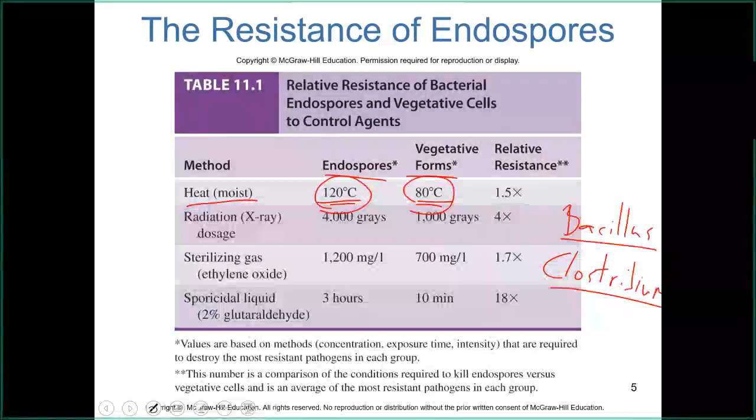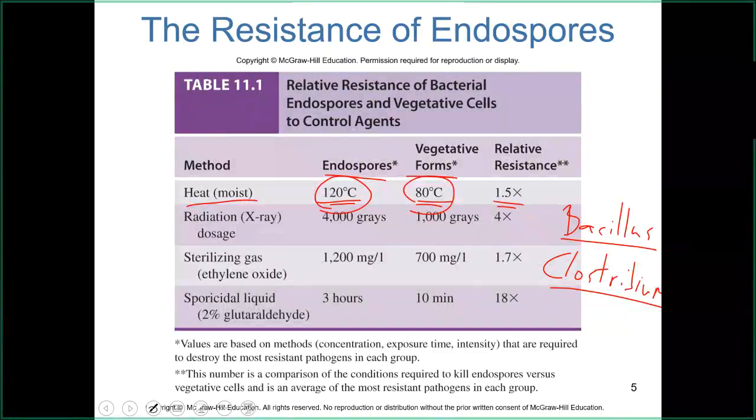So when we're talking about the difference between endospores and vegetative forms relative to their ability to resist death by moist heat, these data indicate that if you take 120 and divide it by 80, that gives us a measure of the level of resistance of endospores in comparison to vegetative forms. Endospores are 1.5 times more resistant relative to the vegetative forms.